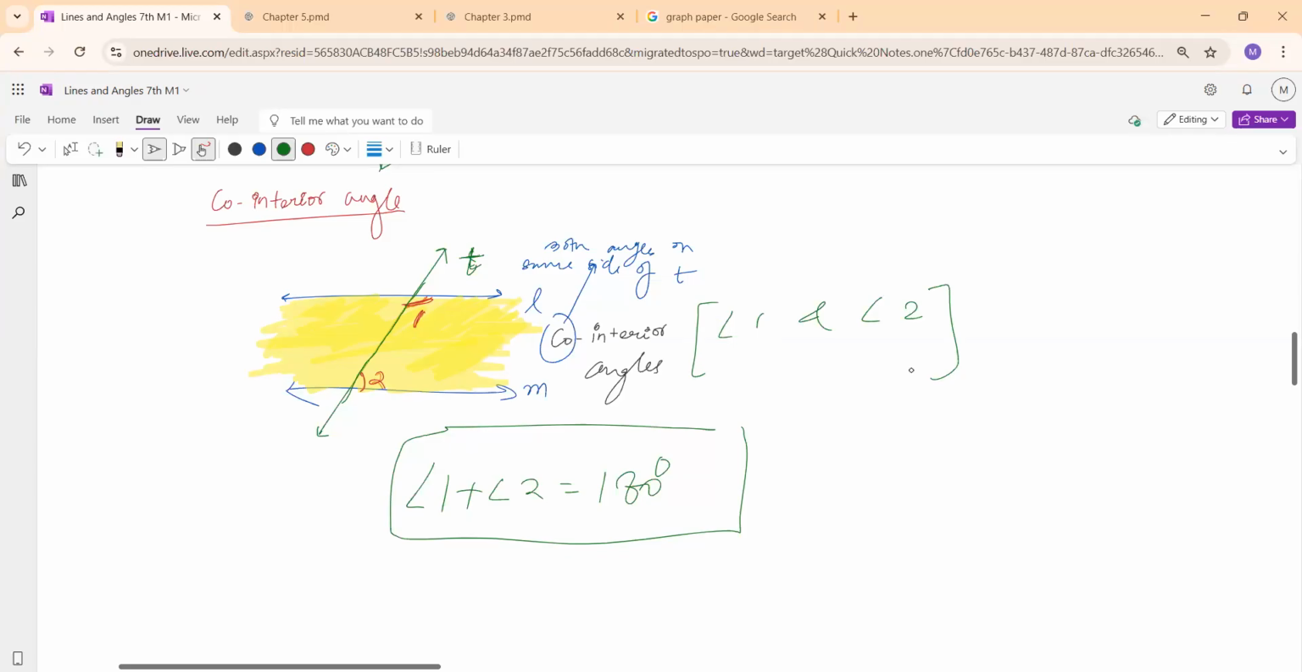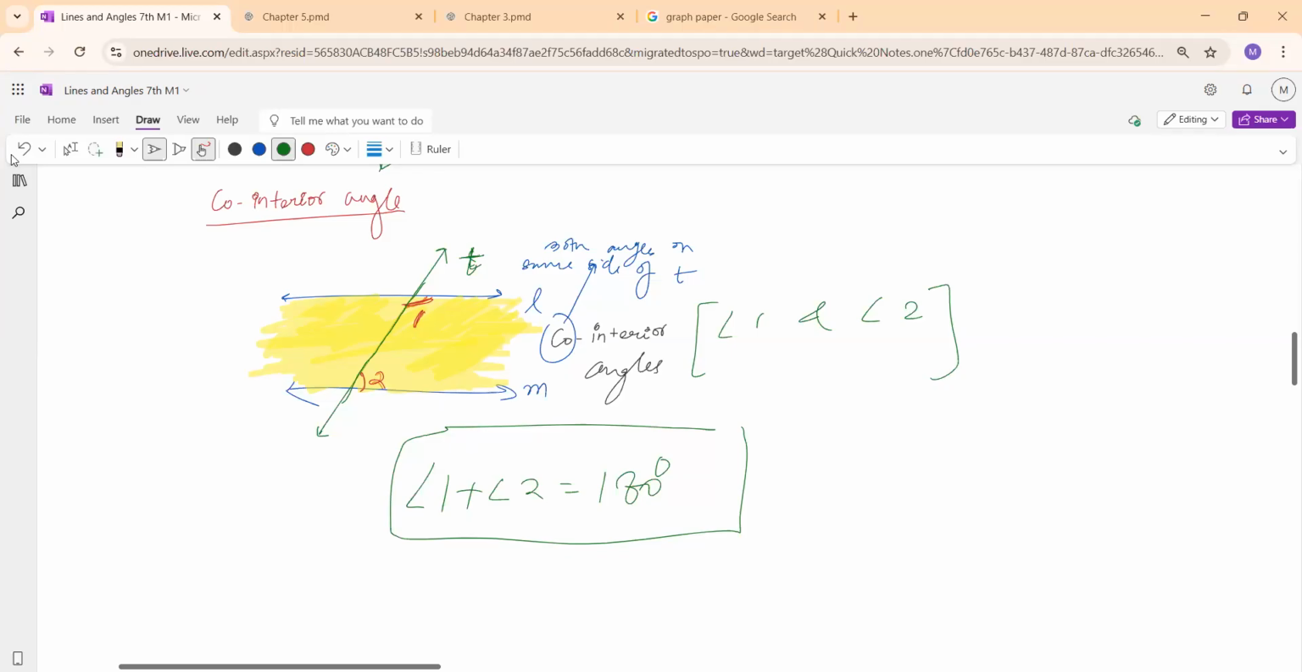What are co-interior angles and what is their sum? Co-interior angles are those between the parallel lines, when there is a transversal, and on the same side. So same side means co, interior means between the parallel lines. Angle 1 and angle 2, their sum is equal to 180 degrees. Is this clear, all of you? Abdul Rahman, Salman, Halima, Ayush. Yes, sir.